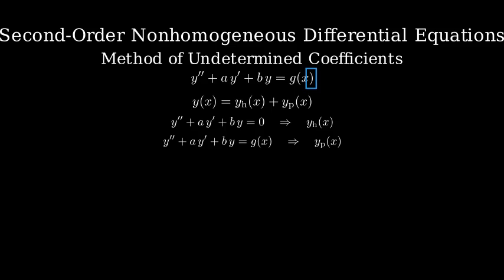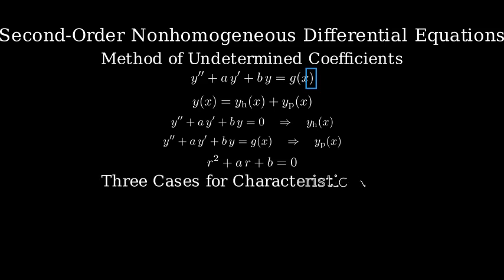Let's first focus on finding the homogeneous solution, y_h. We start by writing down the characteristic equation, which is r squared plus a times r plus b equals 0. This comes from substituting y equals e to the power of rx into the homogeneous equation. After solving this characteristic equation, we have three possible cases for the roots.